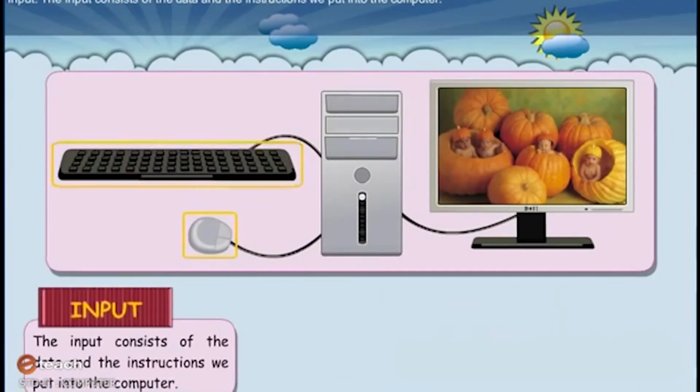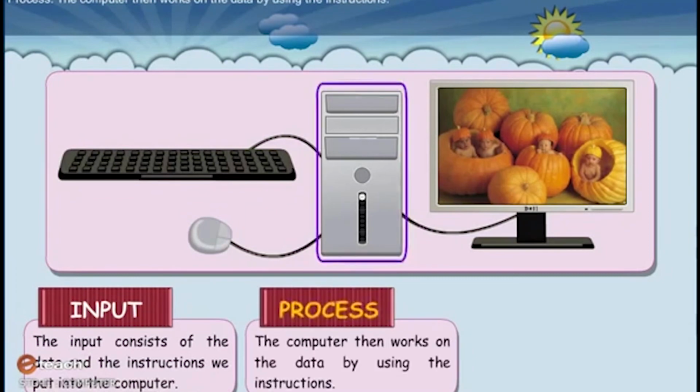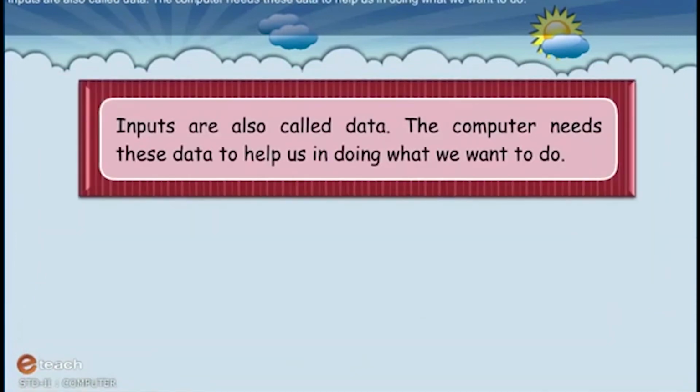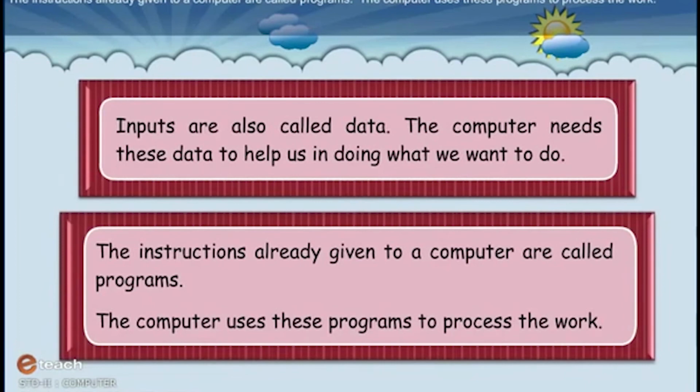Input. The input consists of data and the instructions we put into the computer. Process. The computer then works on the data by using the instructions. Output. The result we get after processing is called output. Inputs are also called data. The computer needs these data to help us in doing what we want to do. The instructions already given to a computer are called programs. The computer uses these programs to process the work.